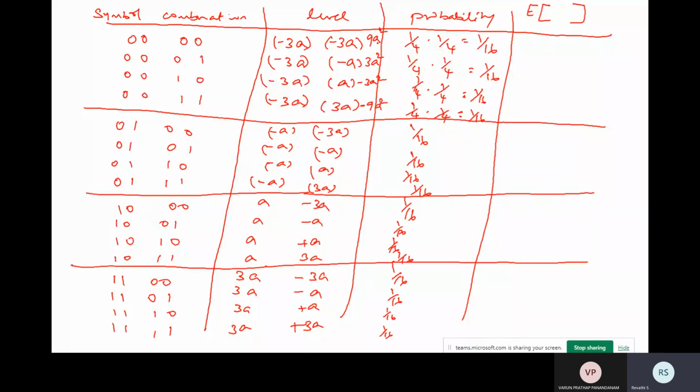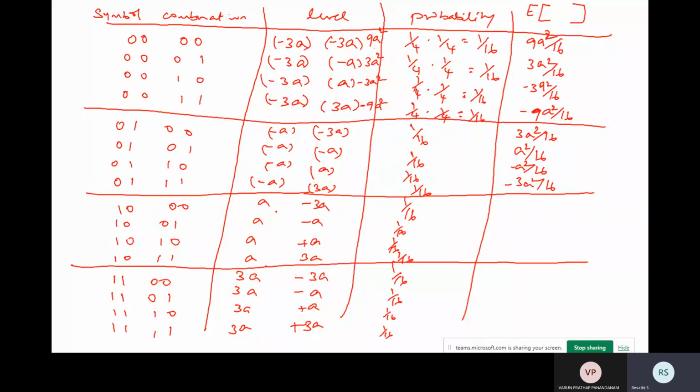So what is this expectation? Level multiplied by the probability. So the level is 9a square, into the probability 1 by 16. So here for the first row you get 9a square by 16. Here second row 3a square by 16. For the third row you get minus 3a square by 16. For the fourth row minus 9a square by 16. Similarly here for the fifth row you get plus 3a square by 16. Sixth row you get plus a square by 16. Seventh row minus a square by 16. Eighth row you get minus 3a square by 16.